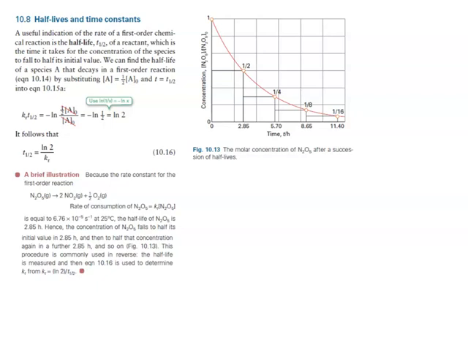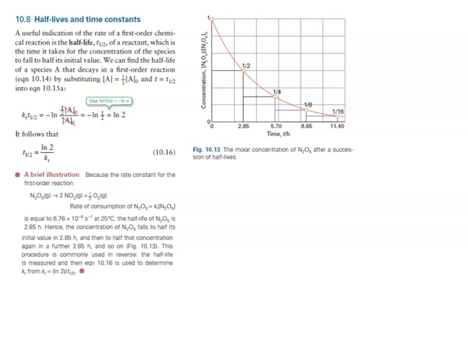All right, and welcome back, starting out lecture 2, or part 2 of chapter 10. So, half-lives and time constants. A useful indication of the rate of a first-order chemical reaction is the half-life, or T1/2, of a reactant, which is the time it takes for the concentration of the species to fall to half its initial value.